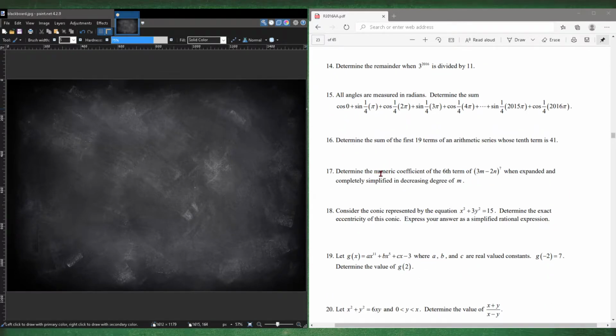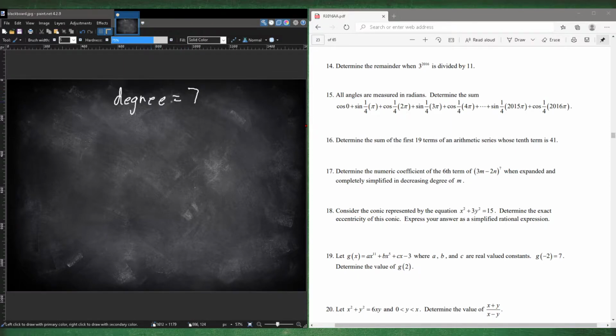Okay, 17. Determine the numerical coefficient of the sixth term of (3m minus 2) to the power 7 when expanded and completely simplified in decreasing degrees of m. Since our degree measure is to the power of 7, that means our 7 is our power.